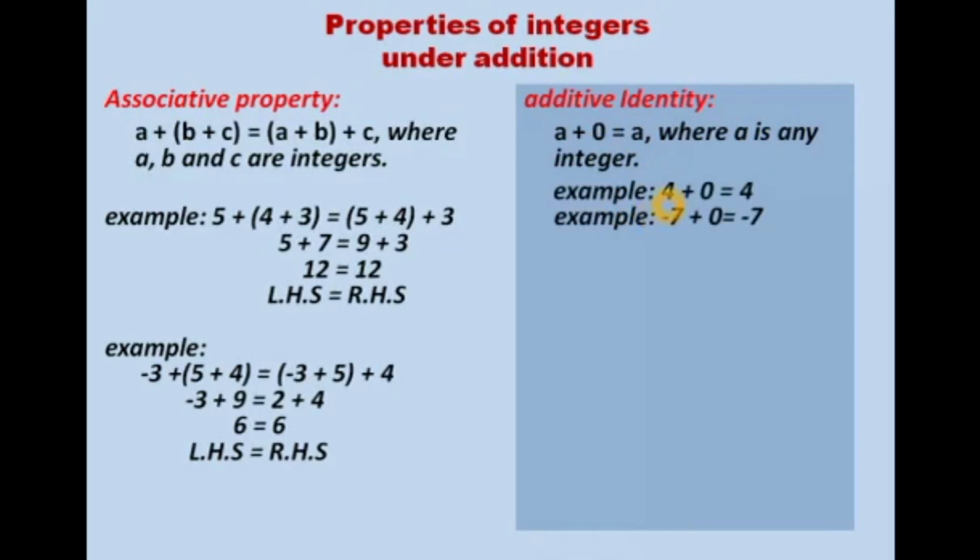Example, integer 4 added with 0, we are getting the value of that given integer 4. Another example, integer minus 7 added with 0, here also we are getting the value of the given integer minus 7. Properties of integers under subtraction.